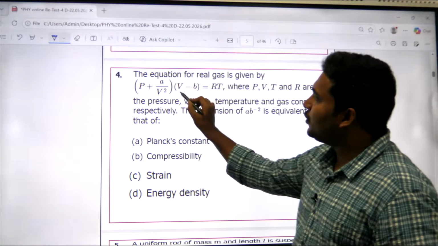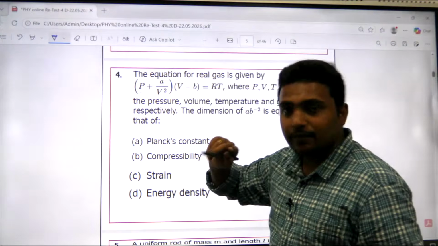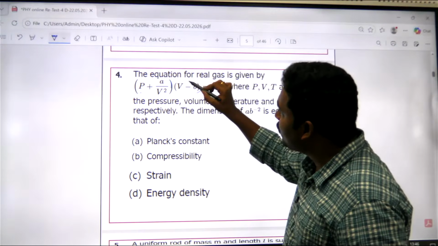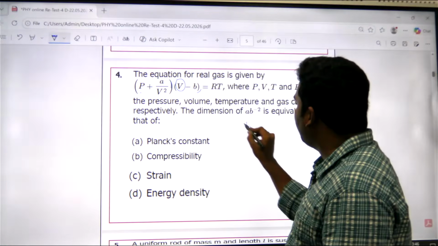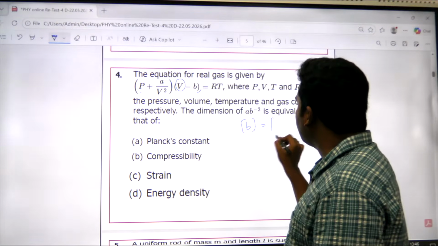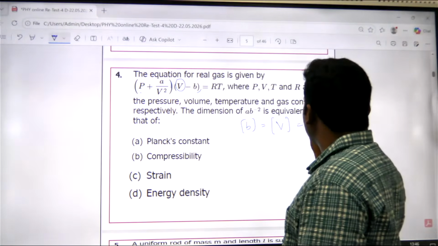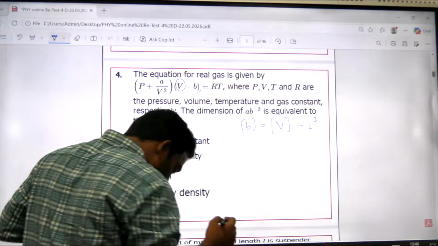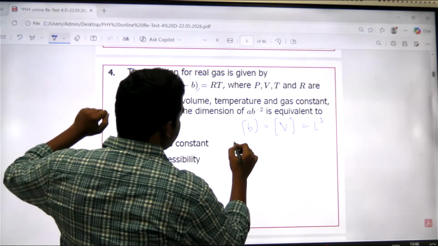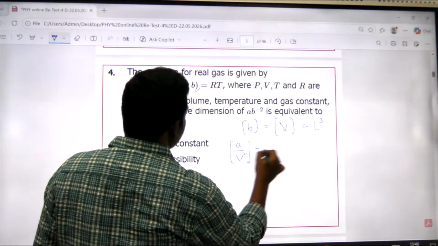The dimensions of a by V square have to be equal to the dimensions of pressure. Similarly, the dimensions of b should be equal to the dimensions of volume. So the dimensions of volume will be equal to the dimensions of b, which is equal to L cube. And what are the dimensions of a? The dimensions of a by V square is equal to the dimensions of pressure.